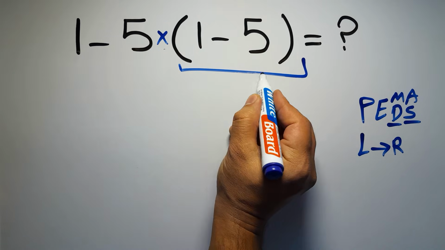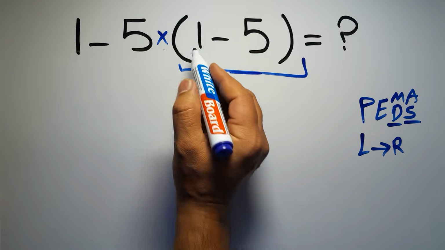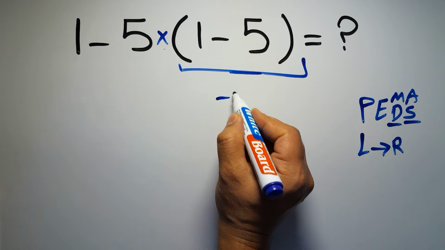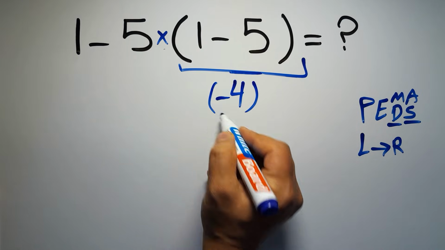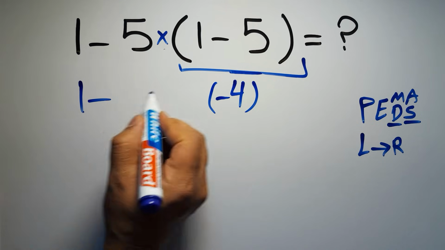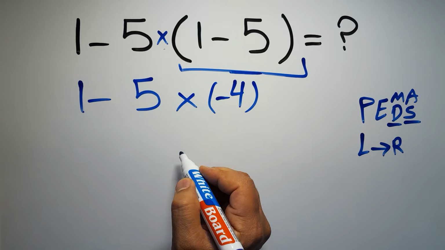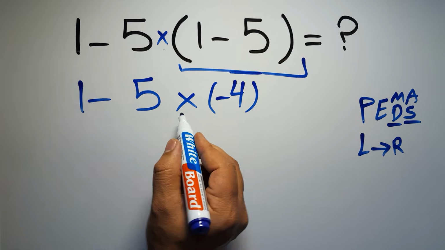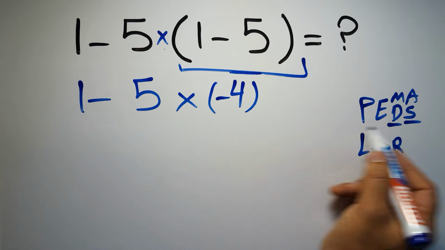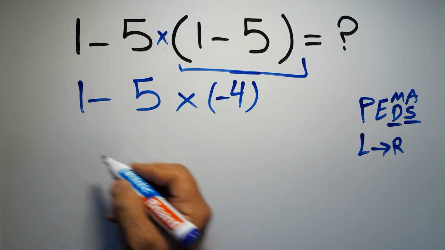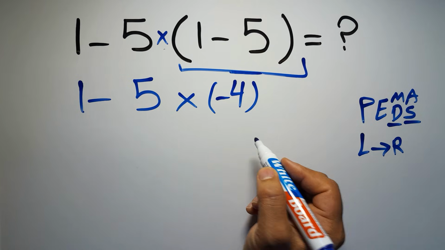So first we have to do this parenthesis. Inside this parenthesis we have 1 minus 5, which equals negative 4. Okay, so 1 minus 5, then times negative 4. Now we have one subtraction and one multiplication. According to the PEMDAS, multiplication has higher priority than subtraction, because multiplication comes before subtraction.